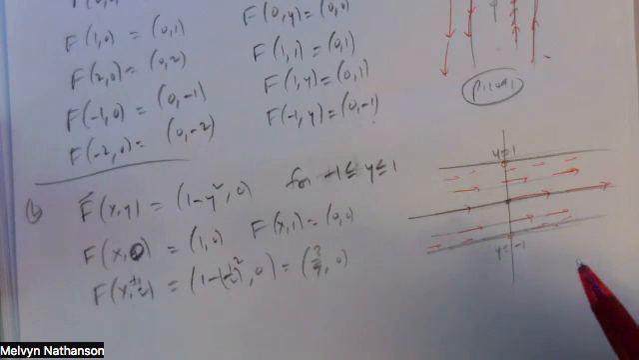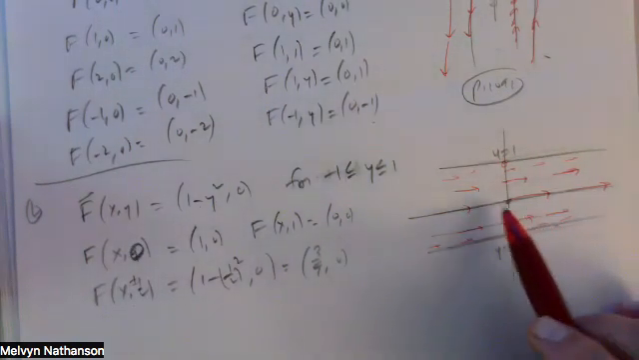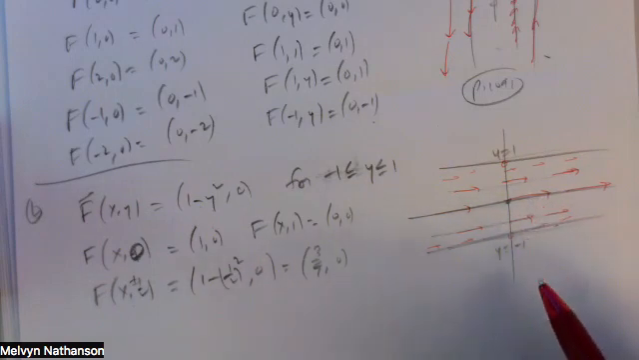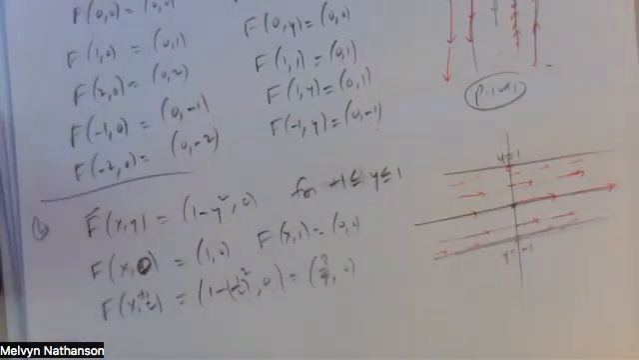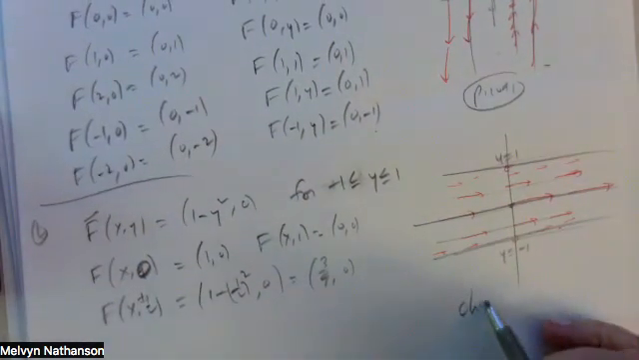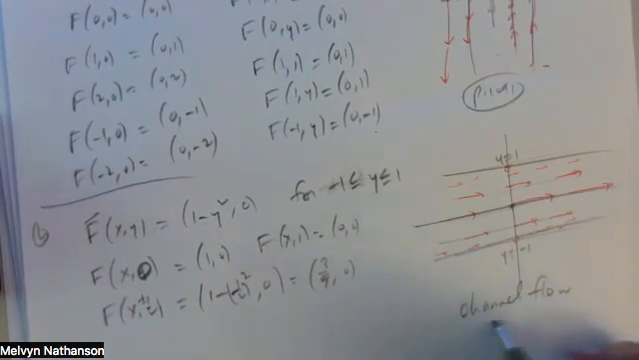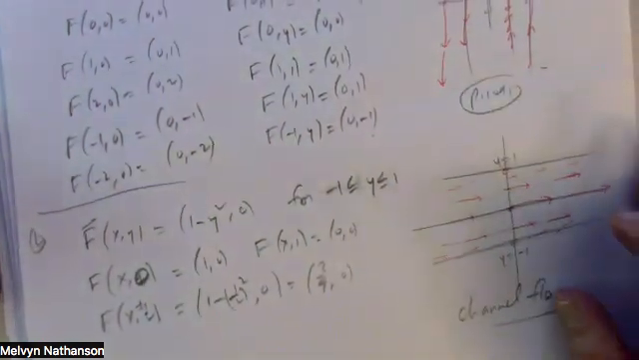So you can think of it like a fluid flowing very fast in the center and moving more and more slowly as you get to the edges. This is sometimes called channel flow. You can think of this as water flowing down a channel. These are the boundaries of the channel.